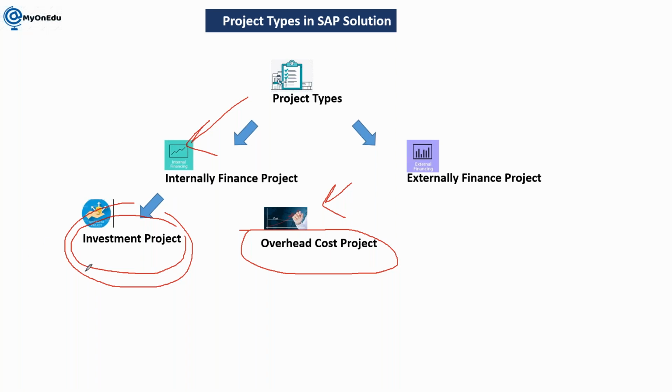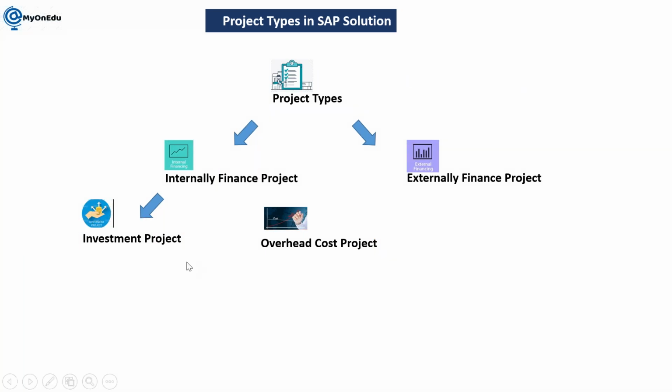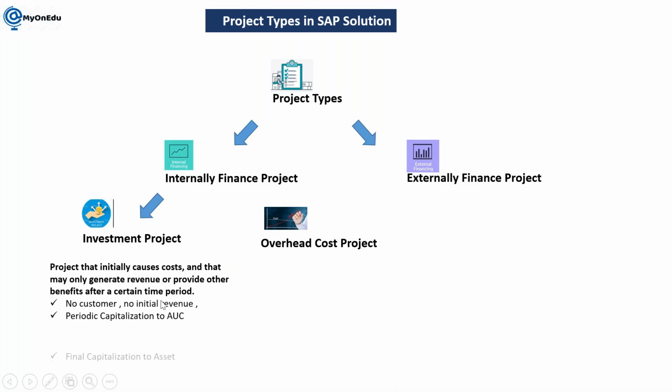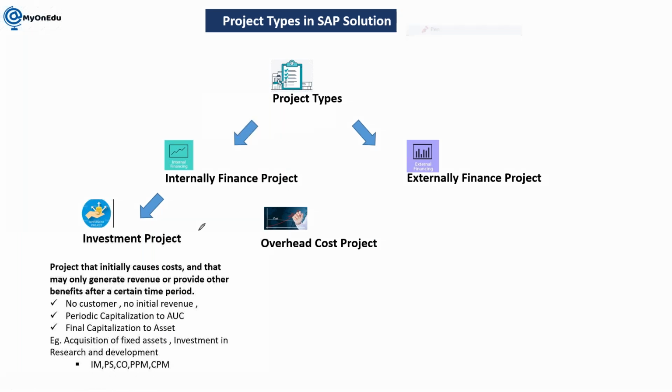For this investment project, we have modules called PPM, Portfolio and Project Management, which help us manage the initial KPIs to understand whether this project is suitable for us or not. If it is, then we are going to implement PPM and IMPS. So what is this type of project? Basically, an investment project is a project that initially causes cost and may only generate revenue or provide other benefits after a certain time period. So this is obvious.